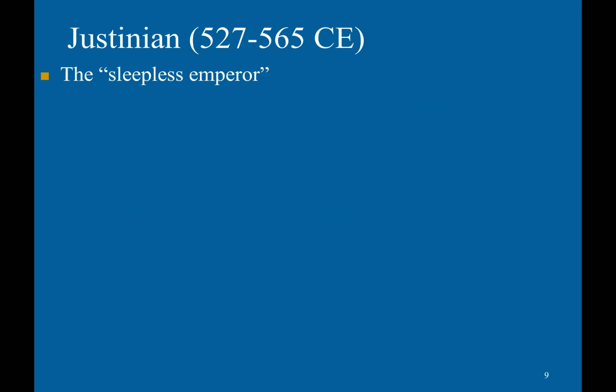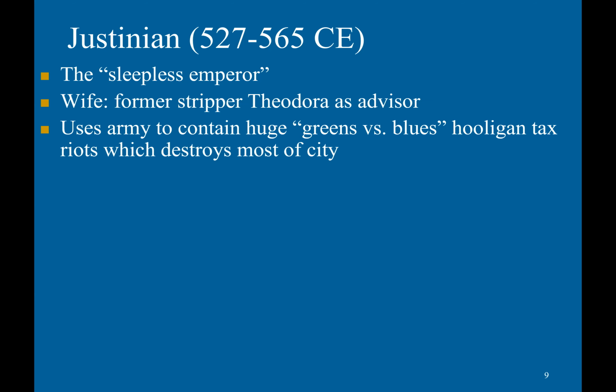The empire reaches its greatest extent under a man named Justinian, who reigned from 527 to 565 CE. He was known as the sleepless emperor due to his vigorous work ethic. One of the most influential people in his life was his wife Theodora, a former actress turned advisor and co-emperor. At Theodora's advice, instead of just fleeing the city when a hooligan riot between the Greens and Blues breaks out, he has his army crush the riots.